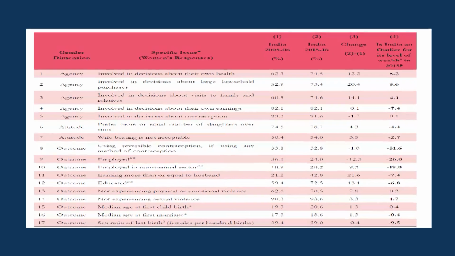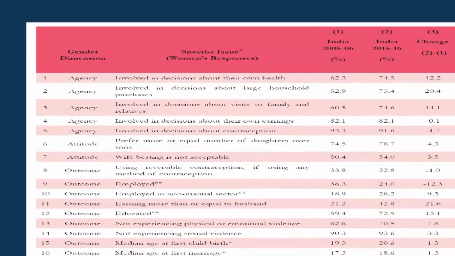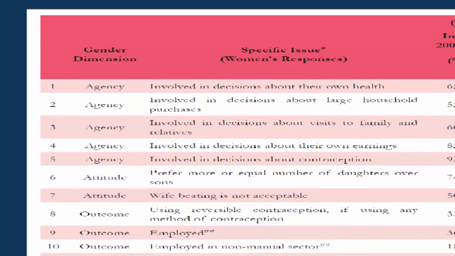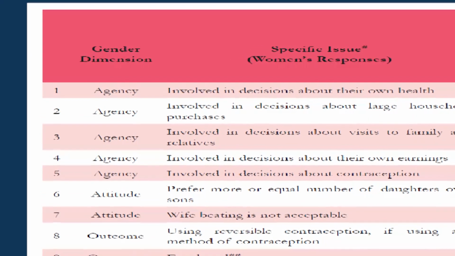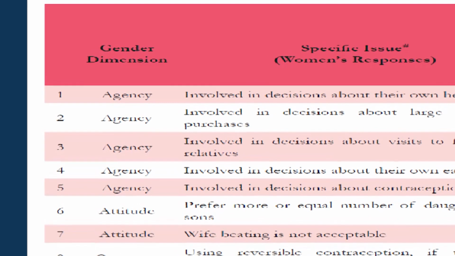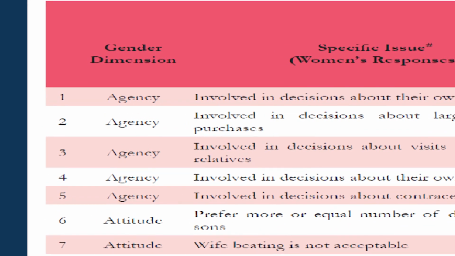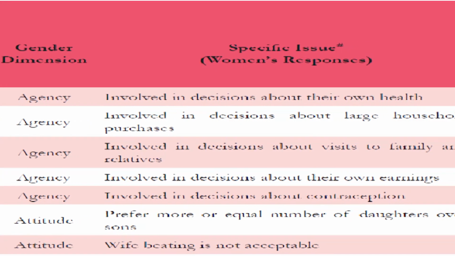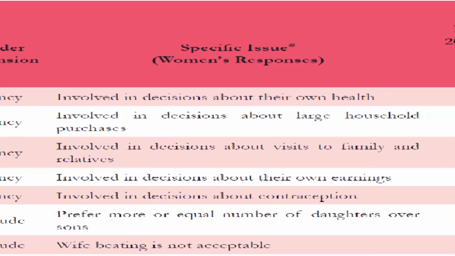Let us try to give an answer to this question using this table. This table is summarizing India's performance regarding all these three dimensions, and some specific issues have also been considered in this table. Specific issues are like involvement in decisions about their own health, whether women are taking decisions about household purchases, etc. What are the findings from this table?